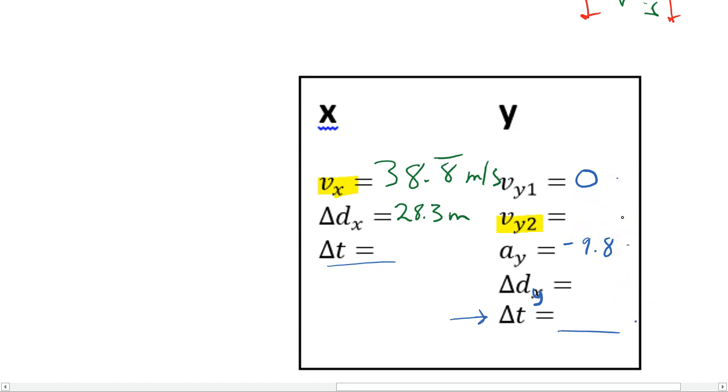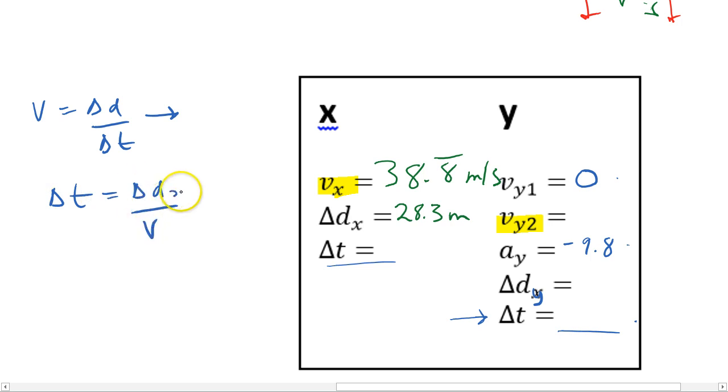So thinking about my x direction here, in x it's v equals delta d over delta d. My constant velocity formula is what I'm going to use, but I'm going to solve for time. So time is going to be equal to delta d over v, and since I'm talking about the x direction, those are my x's. So it's going to be this 28.3 divided by my 38.8 repeating.